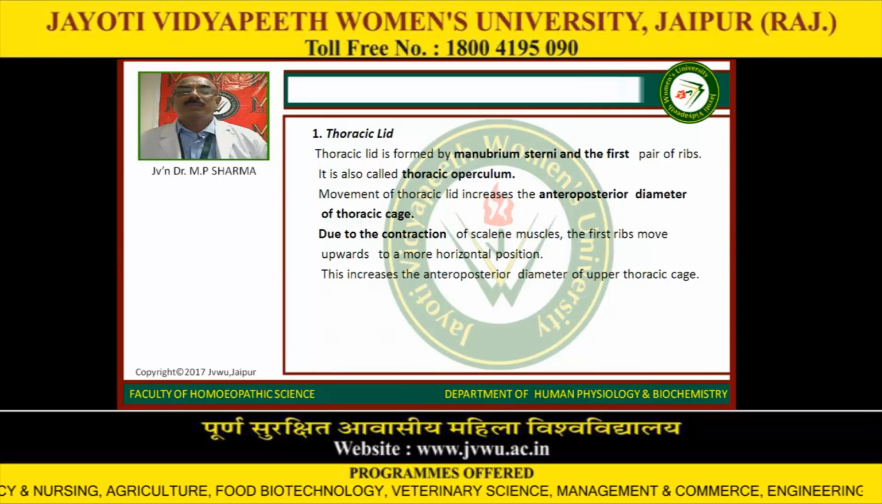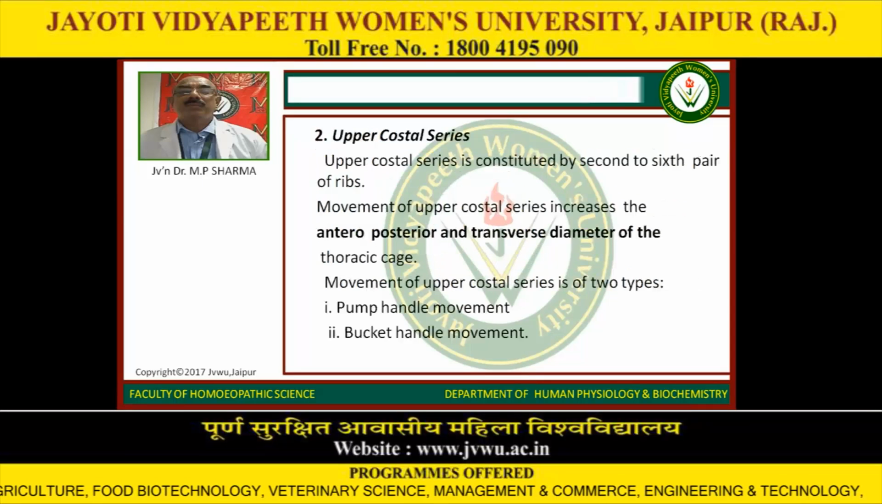Number 1, the thoracic inlet is formed by the manubrium sterni and the first pair of ribs. It is also called the thoracic operculum. Movement of the thoracic inlet increases the anterior-posterior diameter of the thoracic cage, and due to the contraction of the scalene muscles, the first rib moves upward to a more horizontal position, and this increases the anterior-posterior diameter of the upper thoracic cage.